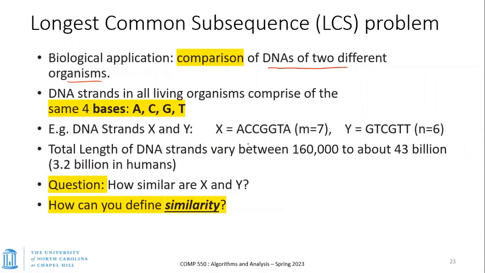DNA strands are comprised of extremely long strands. The smallest strand found in some species is about 160,000, and the longest strand, which might comprise multiple chromosomes, can be as long as 43 billion. Human strands, comprising 23 chromosomes, have a largest of about 200 million, and added together, about 3.2 billion to be exact.